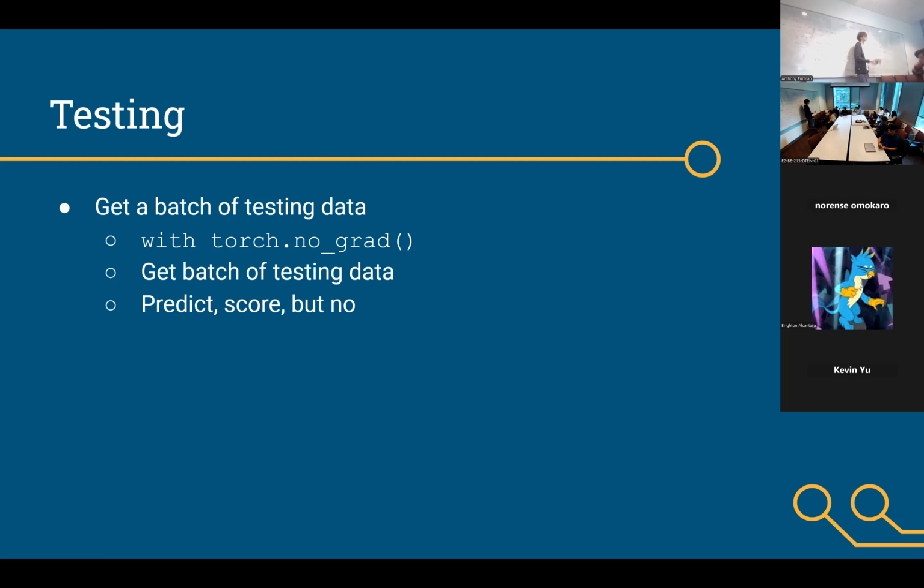The reason I'm pointing it out is because if you look online, you'll often see people put this when they're running their tests. The reason is just to tell PyTorch, hey, don't run a bunch of background calculations on this. We're not going to update our model based on this. Just give me the output.